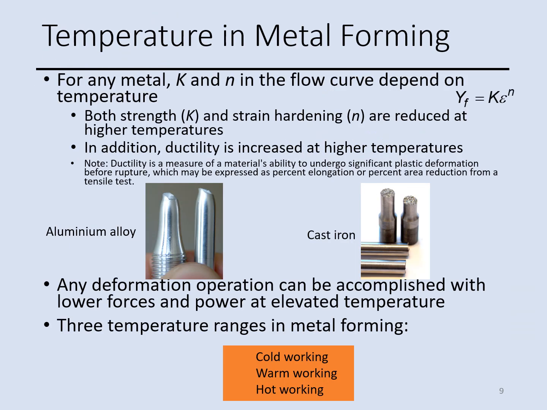In metal forming processes, temperature has a major role on these parameters, the K parameter and N parameter that we discussed in the previous slide. As temperature goes up, the strain hardening coefficient or exponent and the strength, the initial strength, are reduced.